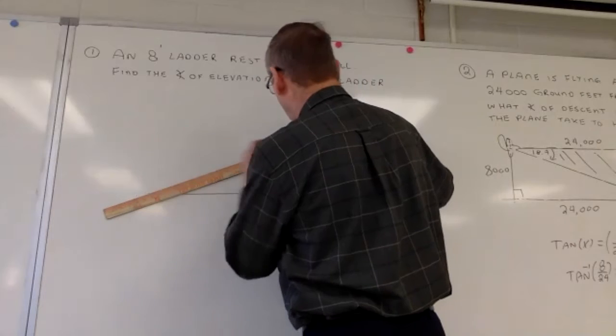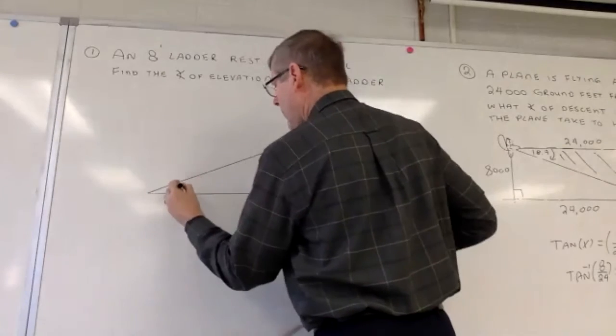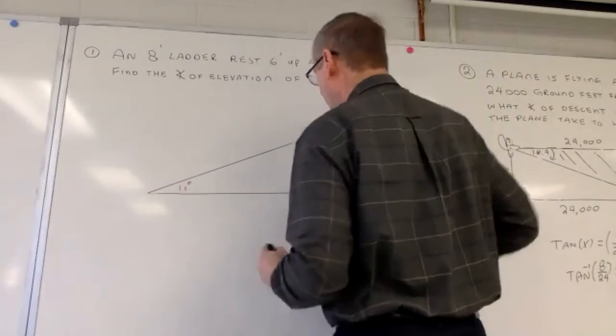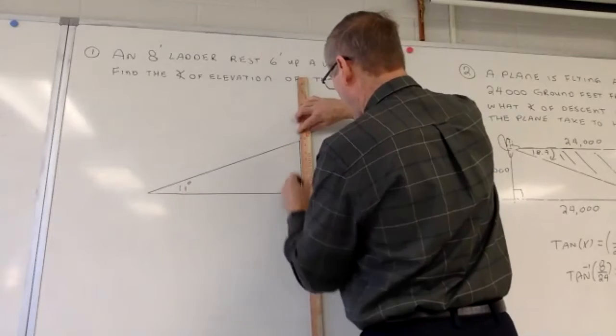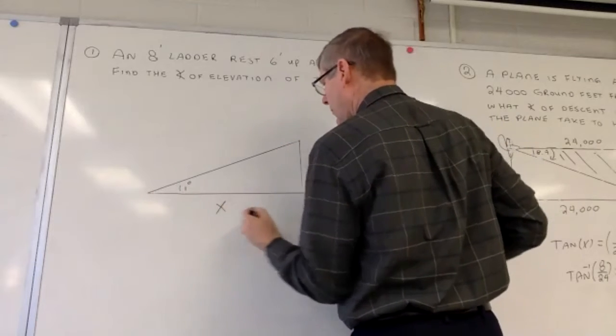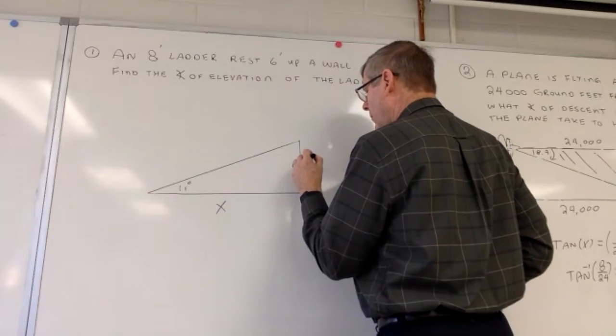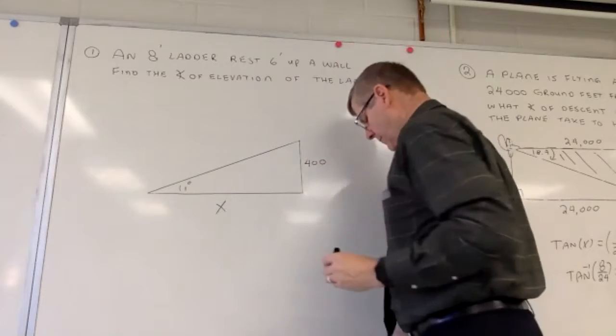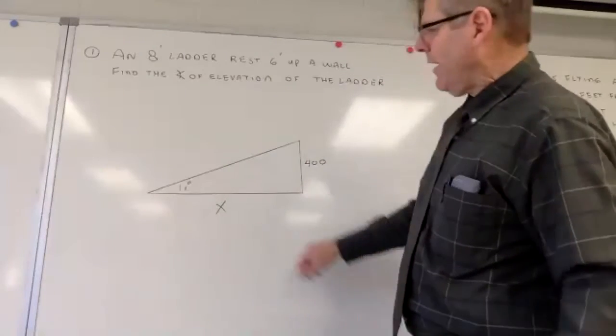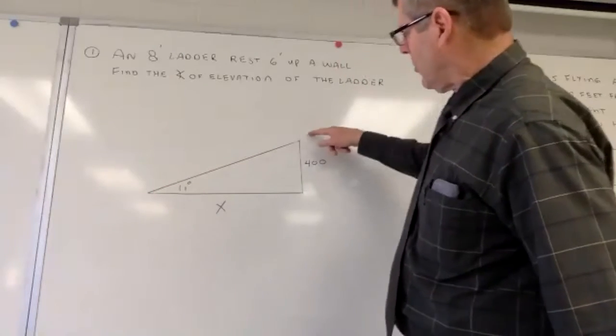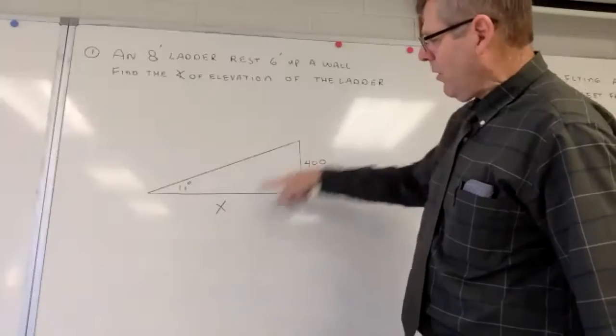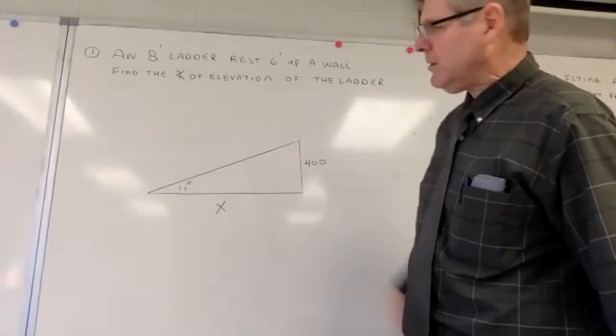An airplane climbs at an angle of 11 degrees with the ground. Find the ground distance it has traveled when it's attained an altitude of 400 feet. So this is what the diagram would look like. It's climbing at 11 degrees. It has a height of 400 and you're trying to find the ground distance.